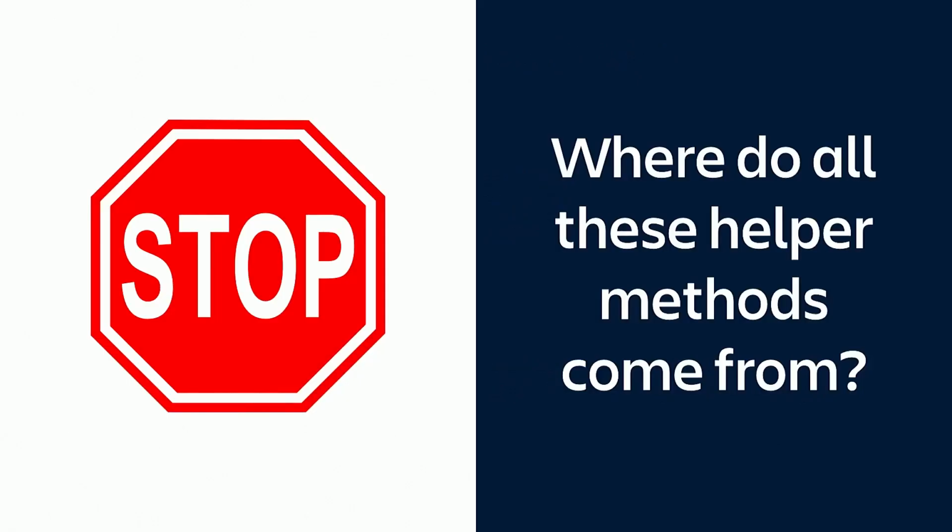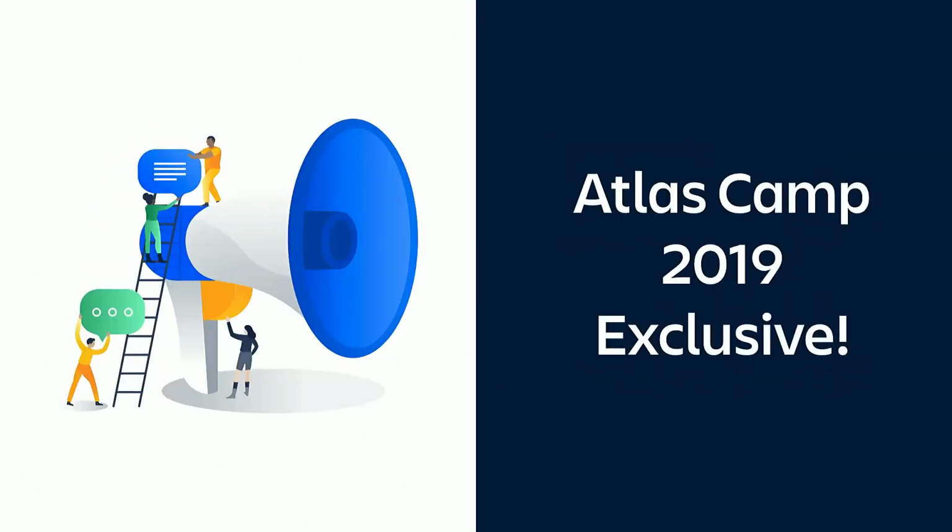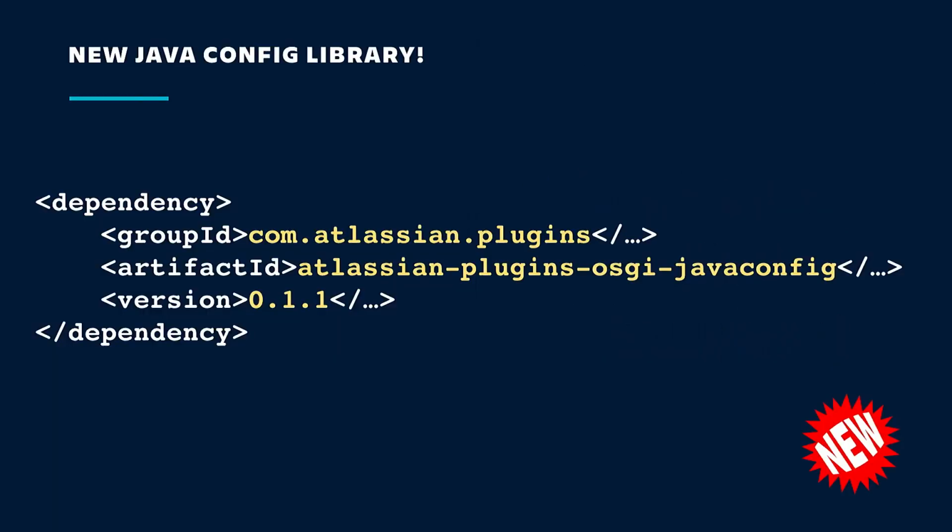Okay, some of you are probably scratching your heads and going, well, this is fine, Andrew, but where are all these helper methods coming from? Well, Atlas Camp exclusive, my team has written a small helper library to provide those methods and a few other handy things to help you get started with Spring Java config. So here it is. It's hosted in the Atlassian public Maven repository, and that's the current version number. But obviously, you can go to packages.atlassian.com and find out the latest version number at any time.